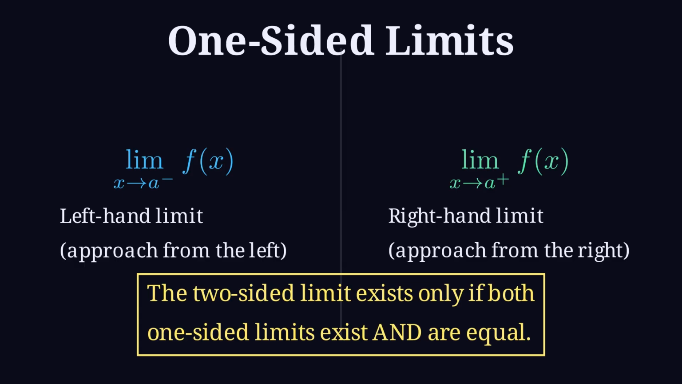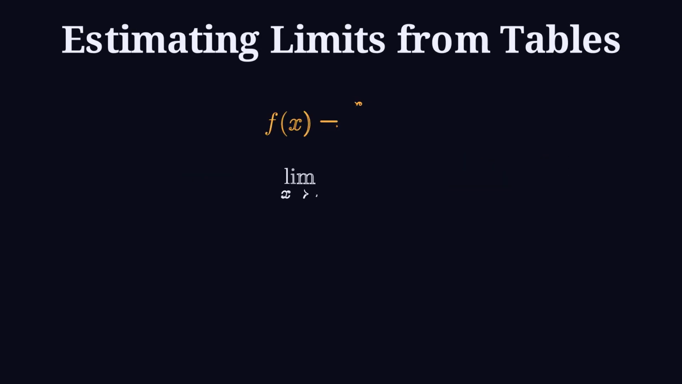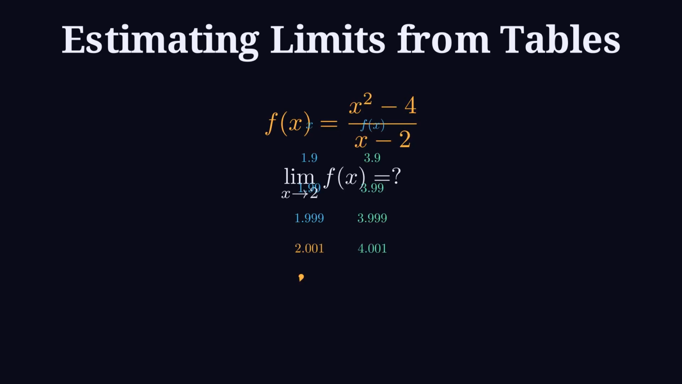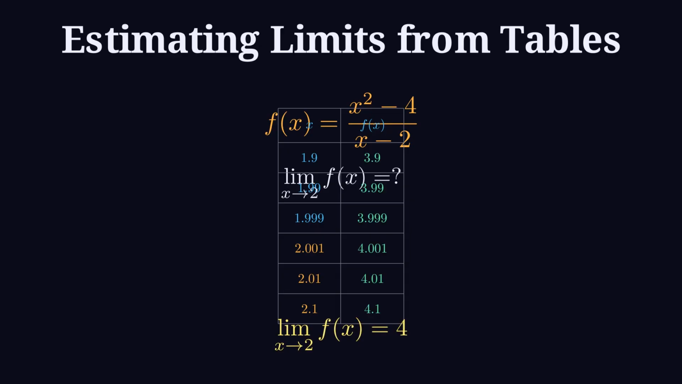Sometimes the function behaves differently depending on which direction you approach from. That is where one-sided limits come in. The left-hand limit, written with a superscript minus, means we approach from values less than a. The right-hand limit, superscript plus, means we approach from values greater than a.